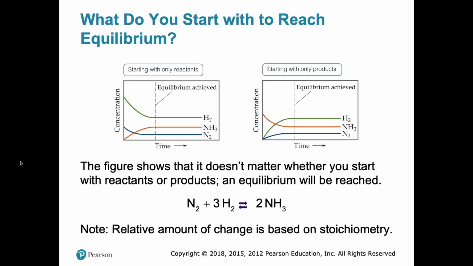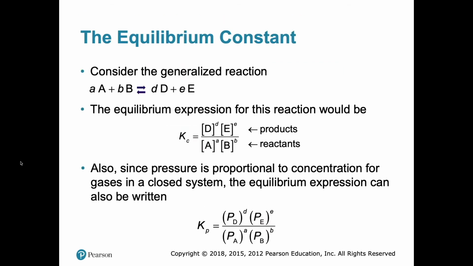I believe there's actually a line in there. See, there it goes. The relative amount of change is based on stoichiometry. I knew I wrote it in there somewhere. So that way, when you're going through the notes, you can actually see that it says that there.